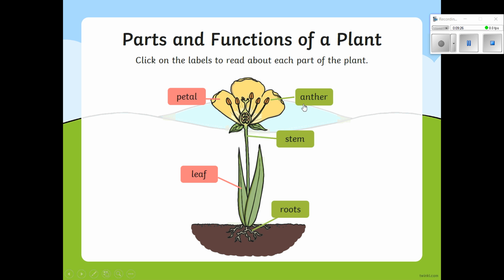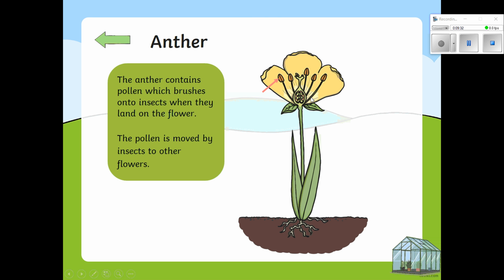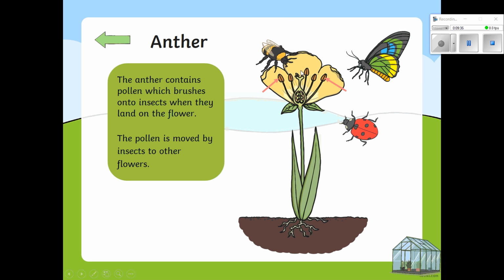Next we're going to learn about the anther. And that's this little middle bit here that you can see of the flower. Can you see these little, they look like little seeds. Can you see them? So the anther contains pollen, which brushes onto the insects when they land on the flowers. So animals like bees and butterflies and ladybirds like to collect pollen from plants, and they move pollen around by carrying it on their bodies and moving around between different plants. So the anther is where all the pollen in the flower is kept.